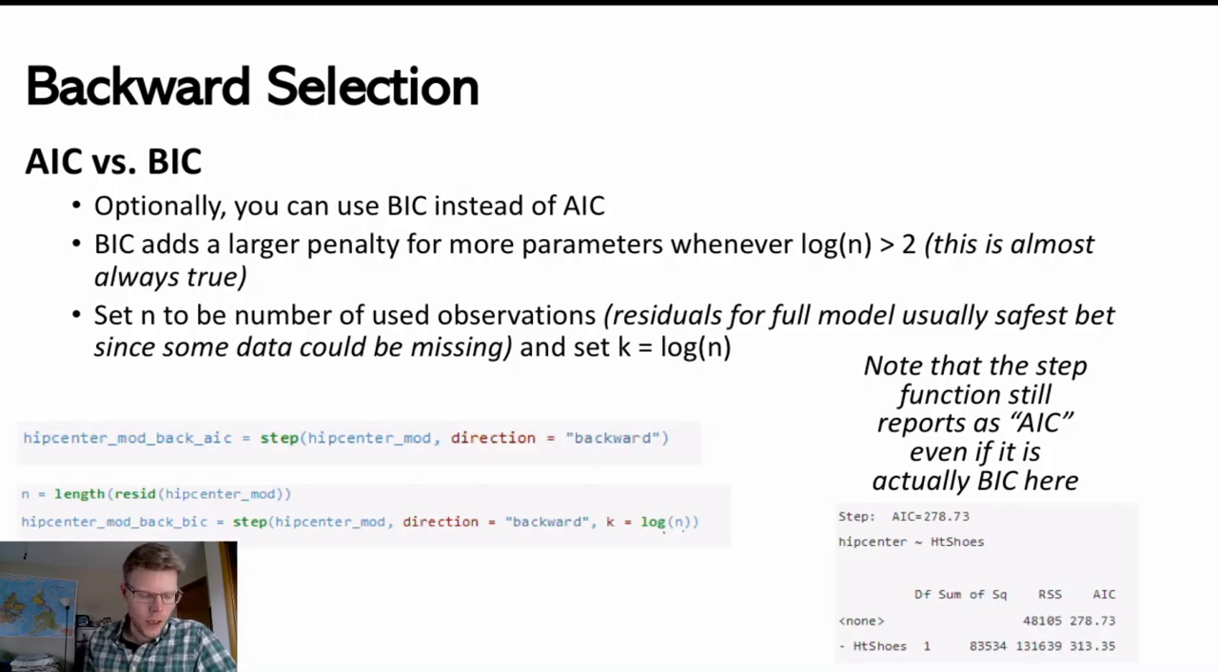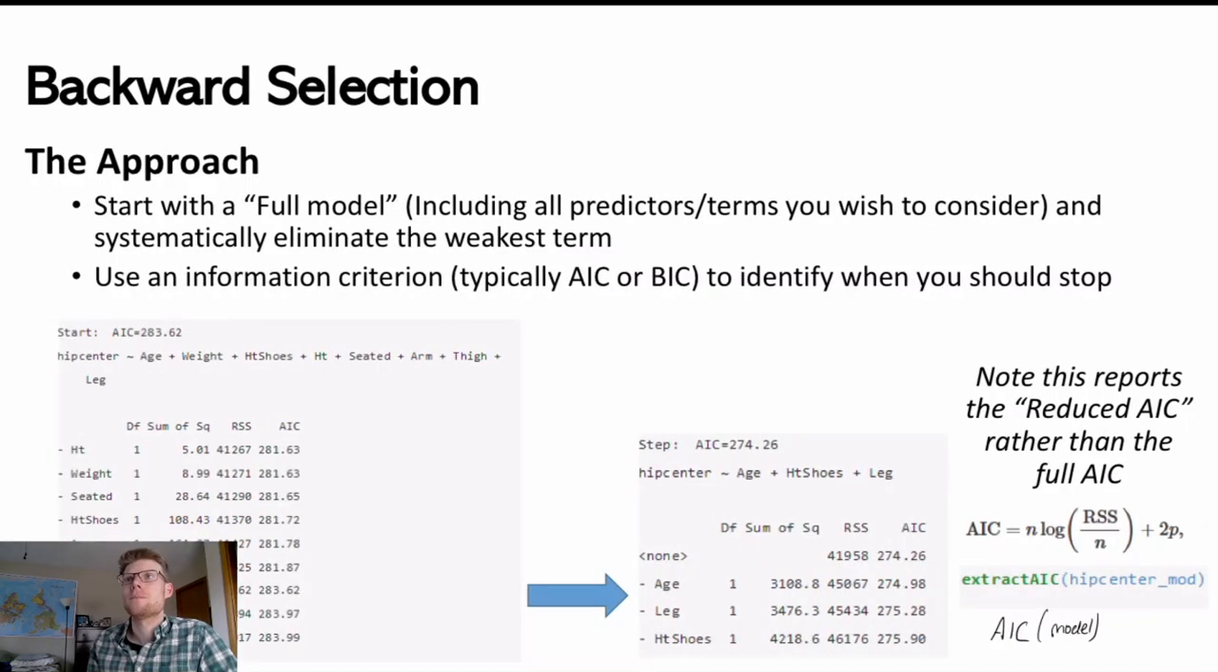All right. Backward selection is another option where instead of starting with the full model and eliminating terms one at a time, we actually start, oops, I'm sorry, I'm getting ahead of myself. We're still talking about backward selection.